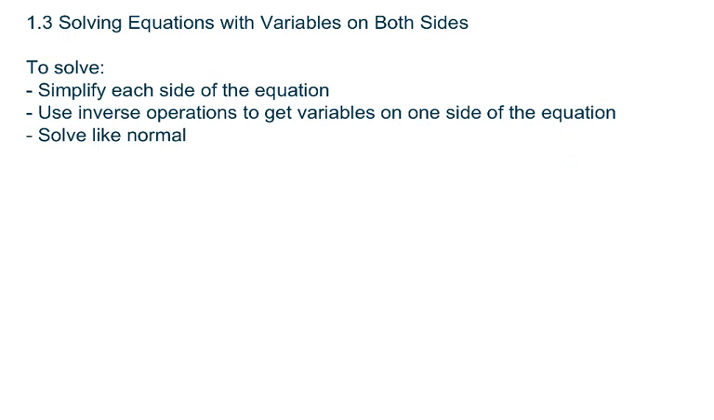Okay, so step number 1, simplify each side of the equation. If there's parentheses to distribute, do that first. Then use inverse operations to get the variables on one side of the equation, completely your choice, and then we'll solve it like normal. So there really aren't any major differences other than one extra step. All right, so let's get to it.